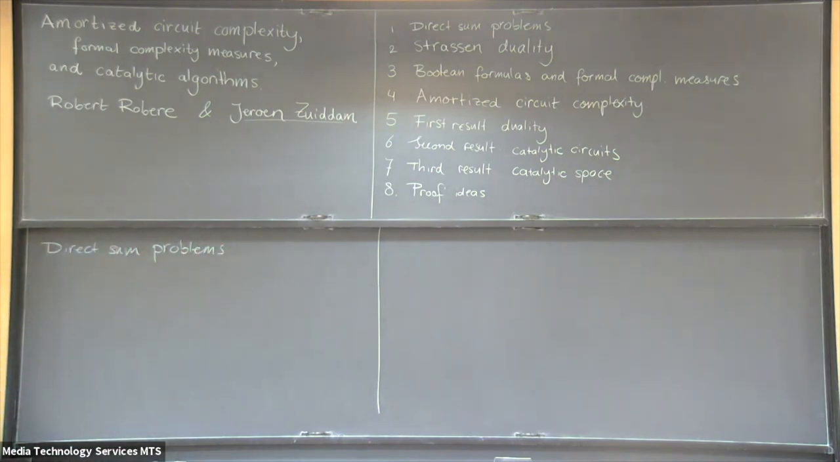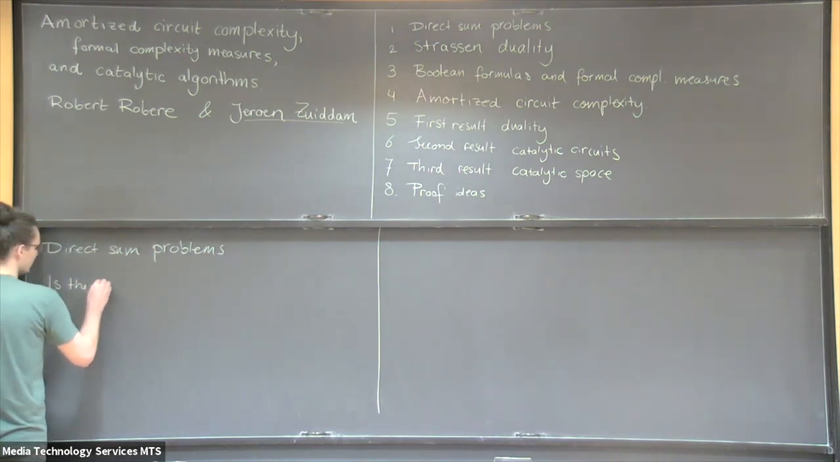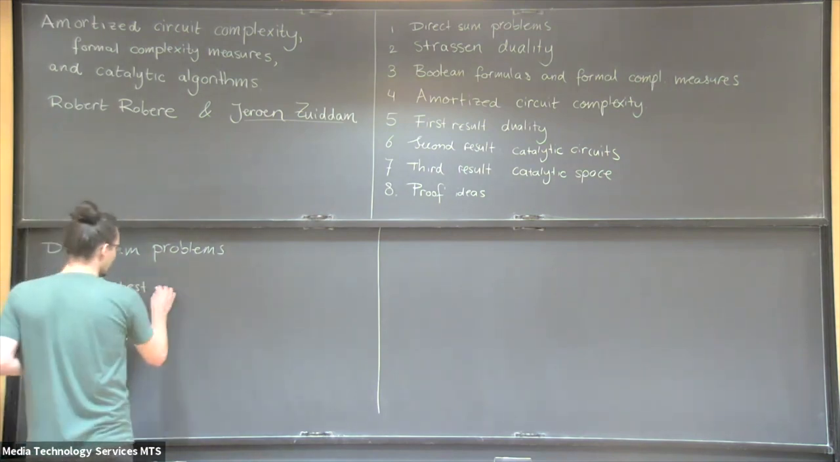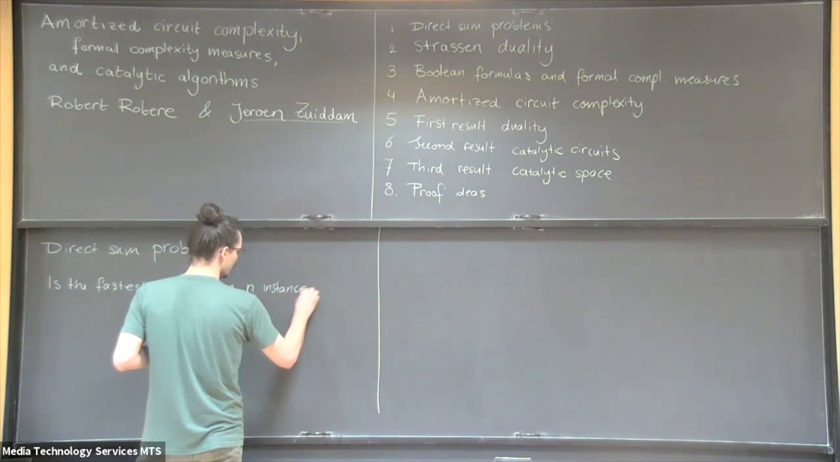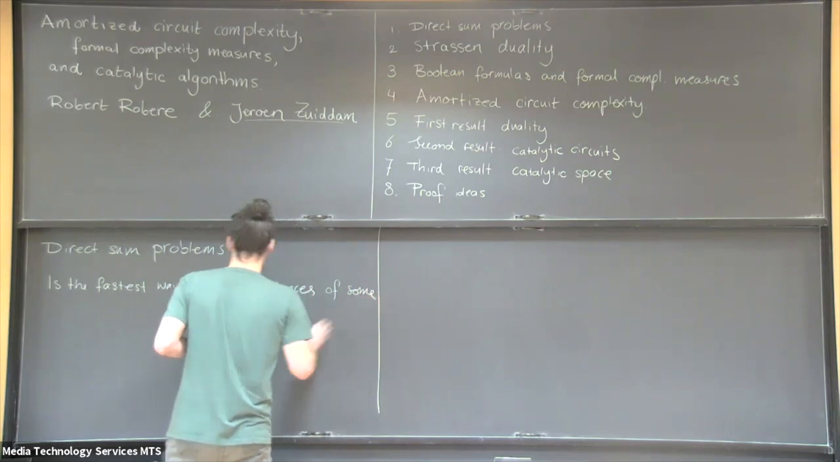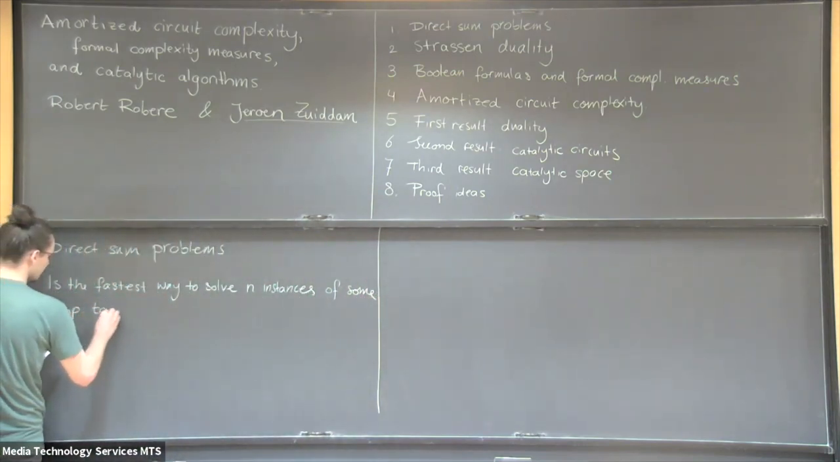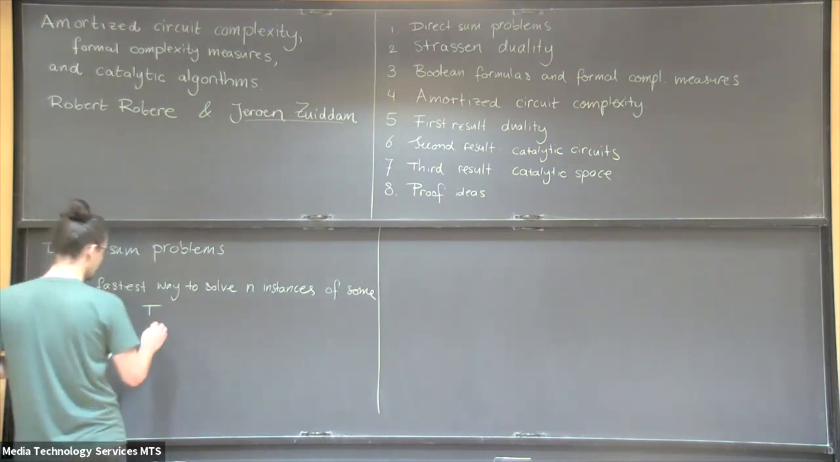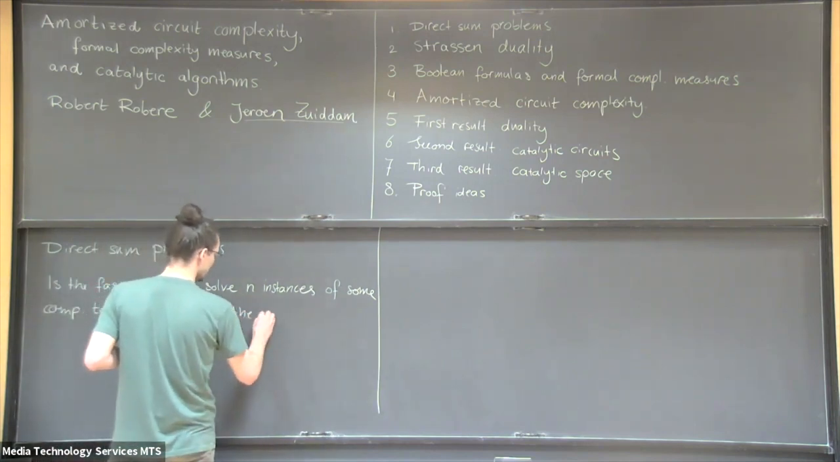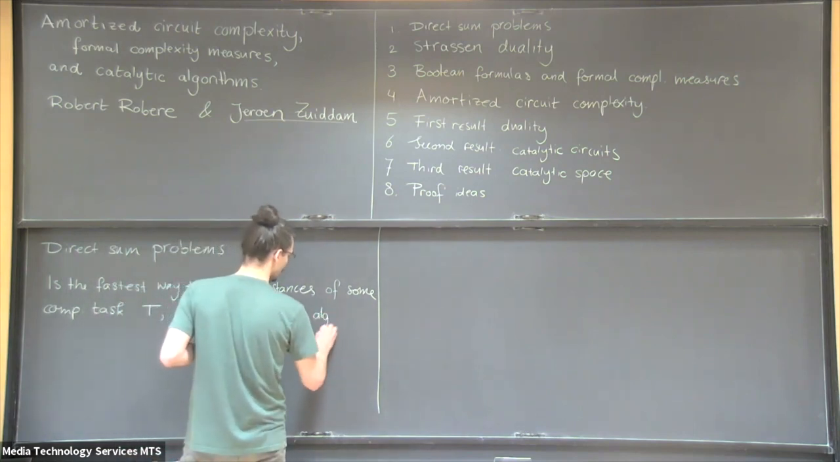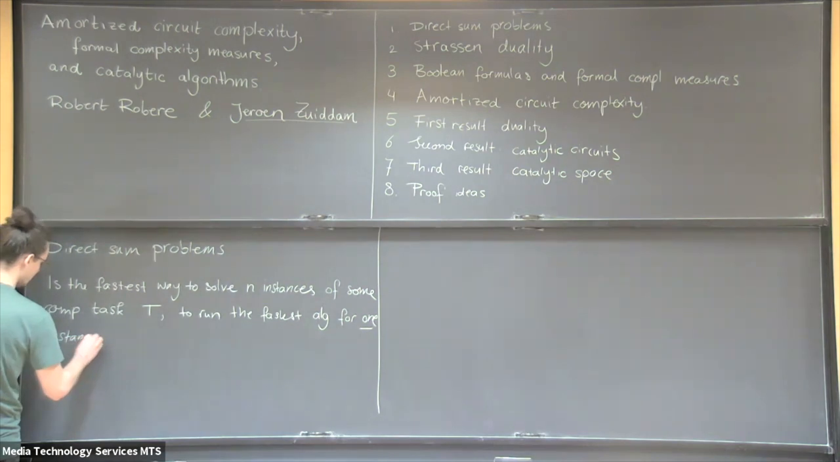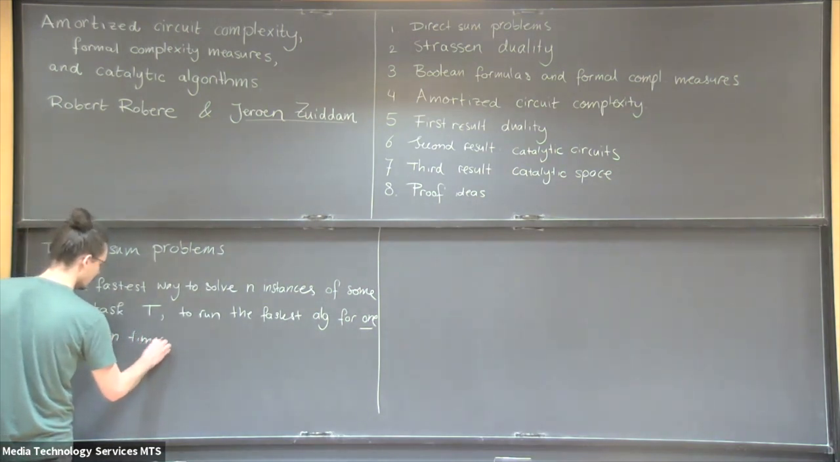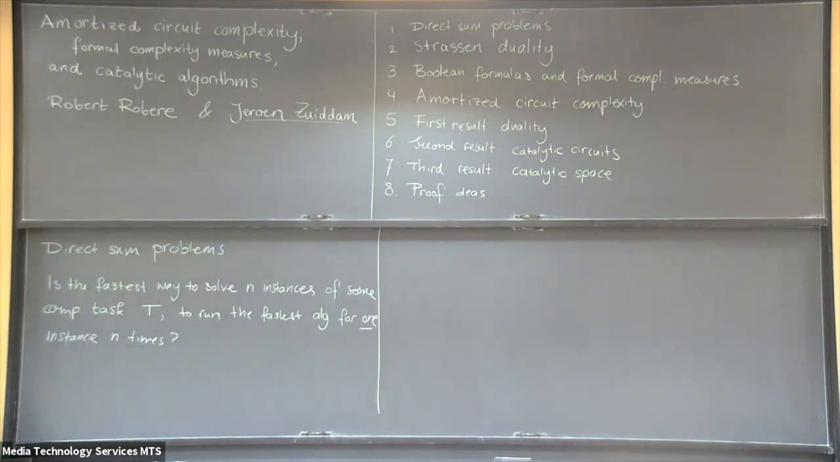The general question in direct sum problems is: what is the fastest way to solve n instances of some computational task T? Is it to run the fastest algorithm for one instance n times? Or can we achieve some kind of economy of scale by computing all these instances as a group in one go, in some more clever way?